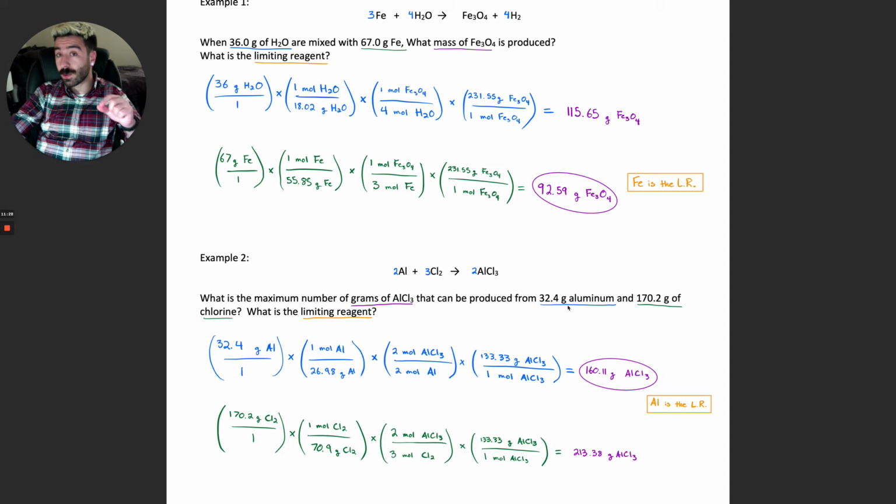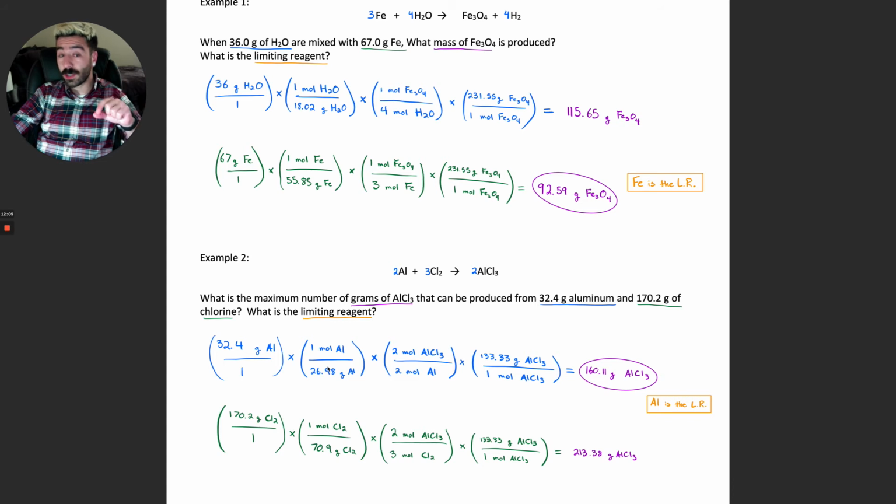So I take my first reactant, aluminum, and I try to see how many grams of aluminum chloride I can get from 32.4 grams of aluminum. So I start with that over 1, and I go from grams to moles of aluminum. If I'm going from grams to grams, I'll start with grams and go to moles of that substance, then moles of the desired substance, and then grams of the desired substance. So I take the molar mass of aluminum and divide by that, right? I start with 32.4 grams of aluminum and divide by 26.98 to get moles of aluminum.